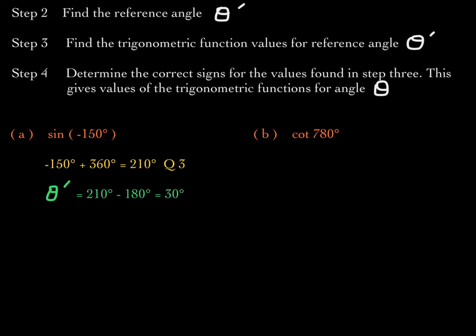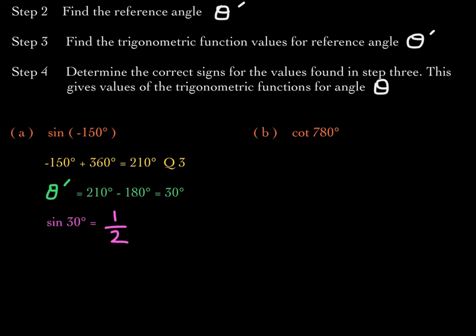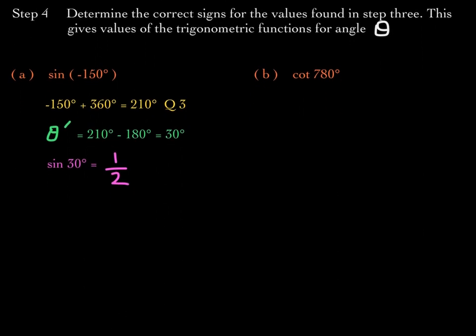So now we're at step number 3 here, folks, find the trig function values of the reference angle. So we're going to find sine of 30 degrees, which is equal to 1/2. Now we're not done. Let's wrap this up here. All we have to do is step number 4, which is determine the correct signs. I'm going to move the screen up again here. All right, so here it is. Here's our final statement.